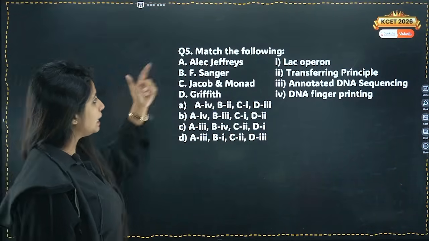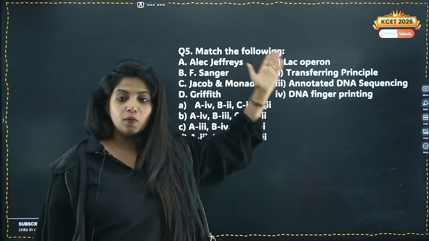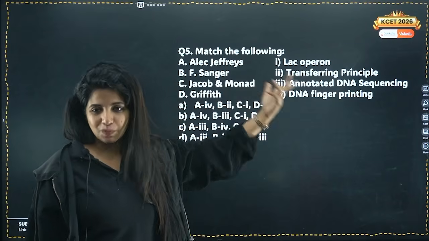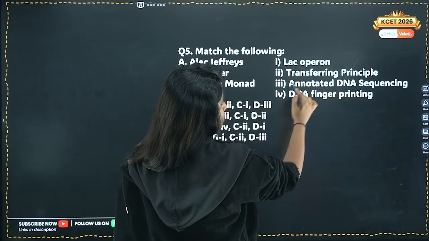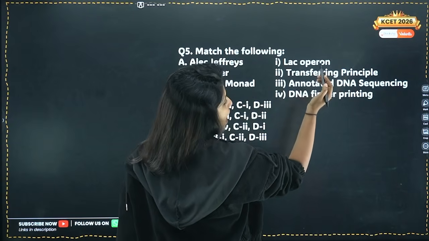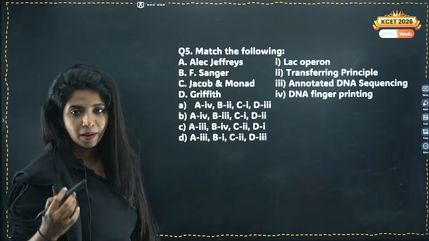Question number 5. Match the following: Alec Jeffrey, F. Sanger, Jacob Monod, and Griffith. Who discovered what? That is the question. You have these options: lac operon, transferring principle or transforming principle actually, annotated DNA sequencing, and DNA fingerprinting. I'll tell you an easy way of remembering this.